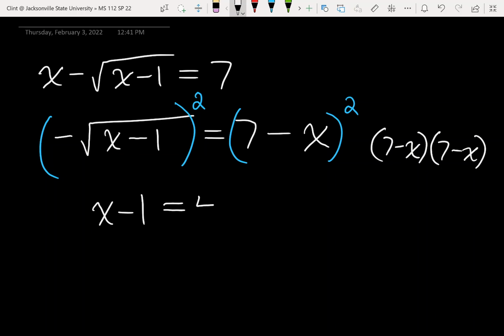So if we FOIL that out, when we do the outer terms, we'll get negative 7x. When we do the inner terms, we'll get negative 7x. So that totals up to negative 14x. Plus x squared. Get the math there.